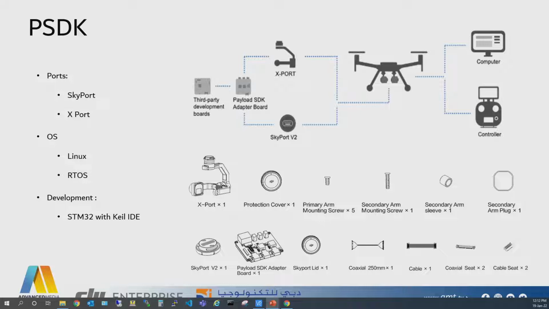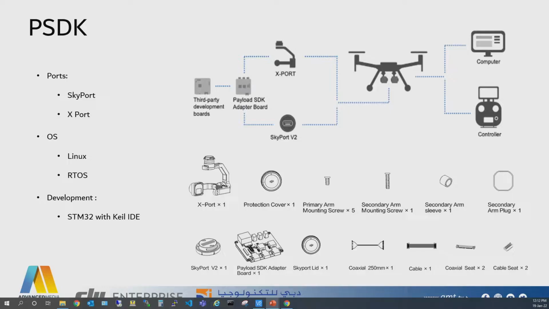For PSDK development, DJI is supporting the Linux operating system. So if you are good at Linux programming, you can use PSDK Linux OS. Or if you want to develop an application using an RTOS, a real-time operating system, you can use PSDK RTOS. DJI is providing full support to integrate the RTOS PSDK package with your program. RTOS is the real-time operating system, yes, right? We can use RTOS programming. So if you have an RTOS program, you can easily integrate the PSDK RTOS package with your program.